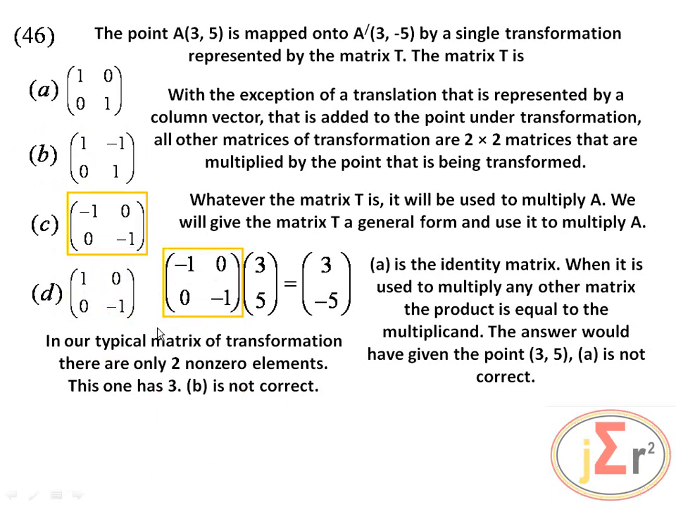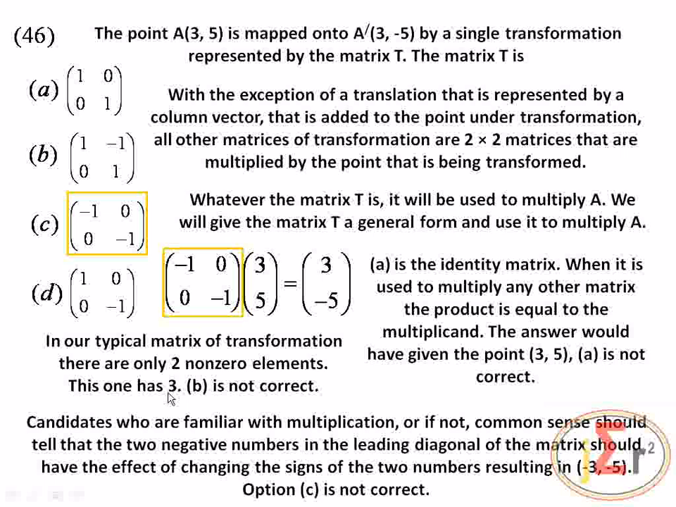What about that one? Candidates who are familiar with multiplication, or if not, common sense should tell that the 2 negative numbers in the leading diagonal of the matrix should have the effect of changing the signs of the 2 numbers, resulting in negative 3, negative 5. Option C is not correct.